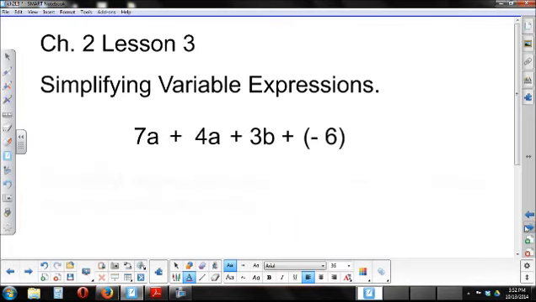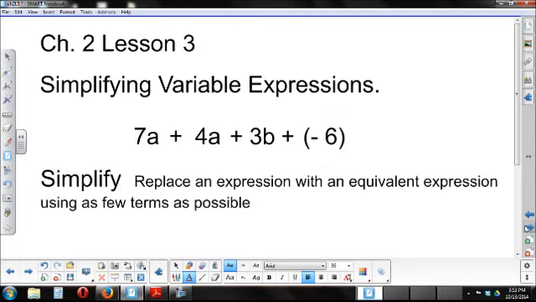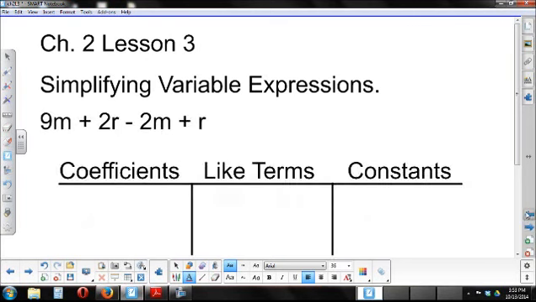All right, let's get back to simplifying our variable expression. We have here 7a plus 4a plus 3b plus negative 6. And we're going to simplify it, which means to replace an expression with an equivalent expression using as few terms as possible.